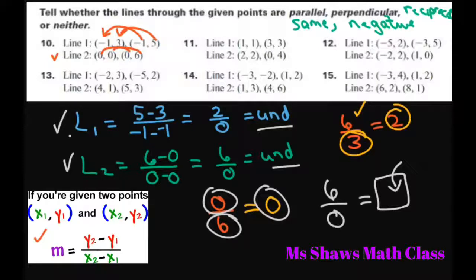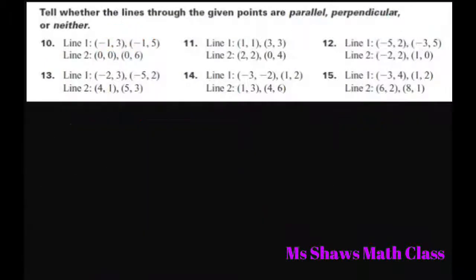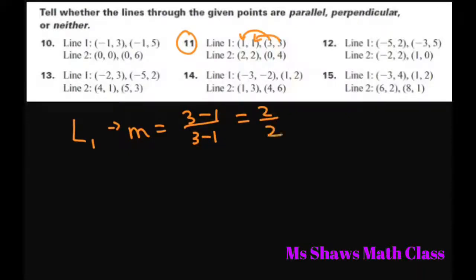Okay, so let's do some more. Make sure you have the formula here memorized. All right, so let's do 11. I'm going to do line 1. And that slope is going to equal 3 minus 1 divided by 3 minus 1, which equals 2 divided by 2, which equals 1.